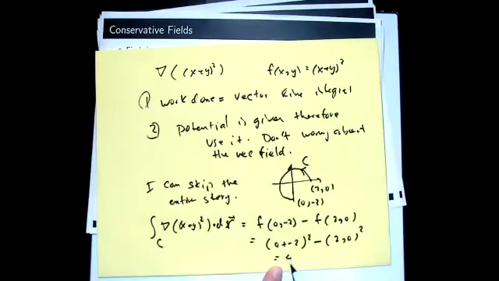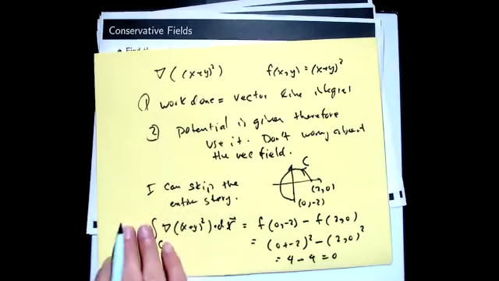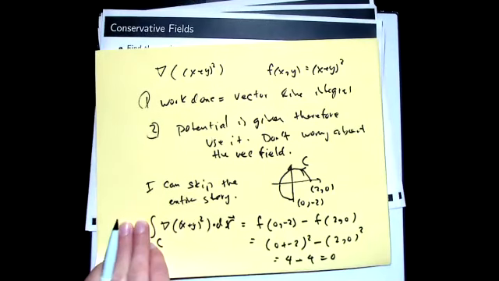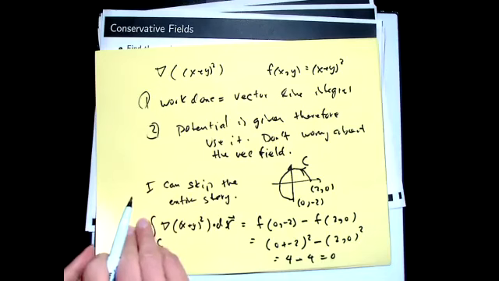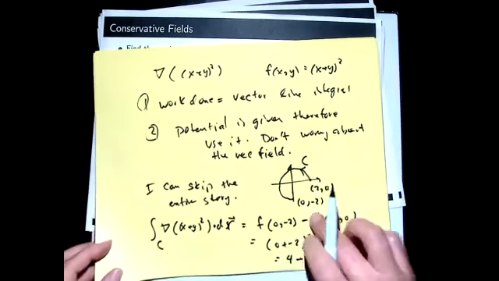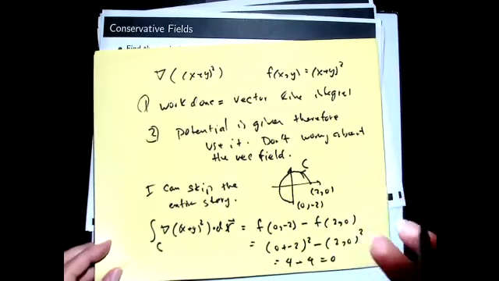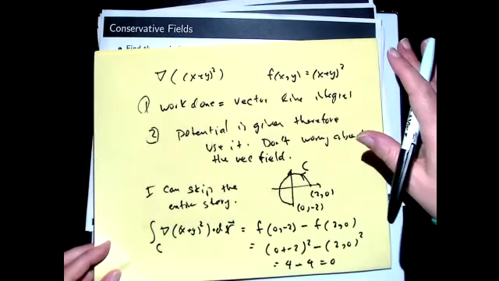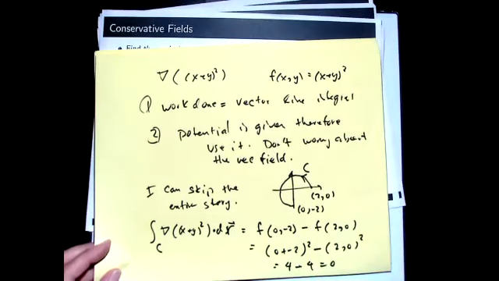So here I have 4 minus 4, which is going to be 0. Do not make that error. Everybody okay? So this problem gave you the potential. It didn't even talk about the vector field itself, and you just use the potential. You didn't even care about the vector field.